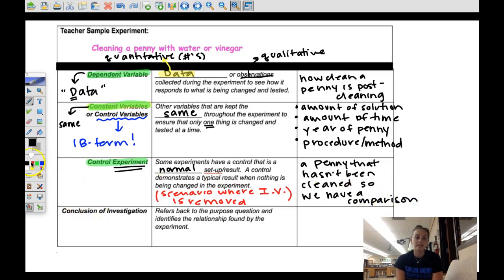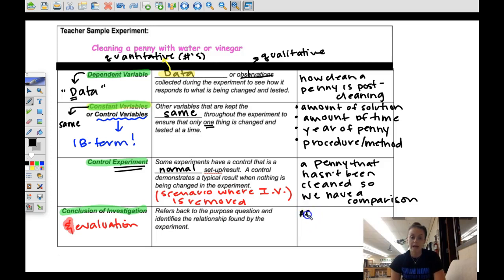And last but not least, we have our conclusion. And an IB will also have an evaluation in which you analyze your data and you summarize your results. And you'll refer back to your research and purpose question, and you're going to identify the relationships found in the experiment. So if we were to write a conclusion sentence for this, let's pretend that vinegar did in fact clean the penny better than water did.